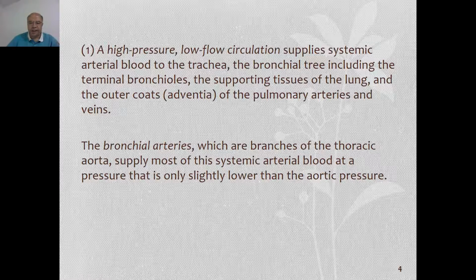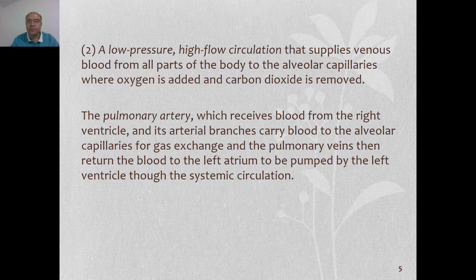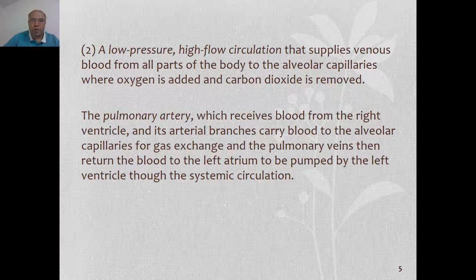So, the parenchyma tissue of the lungs themselves need oxygen, nutrients, etc. to survive. Okay, this is for the parenchyma tissue of the lungs itself to survive, not for function. A low pressure, high flow circulation that supplies venous blood from all parts of the body to the alveolar capillaries, where oxygen is added and carbon dioxide is removed.